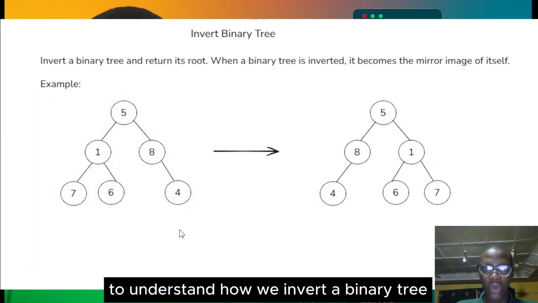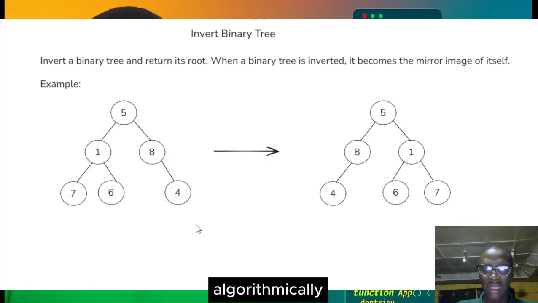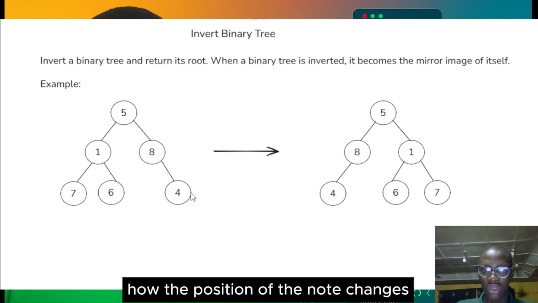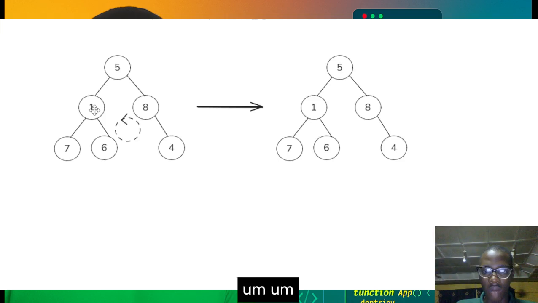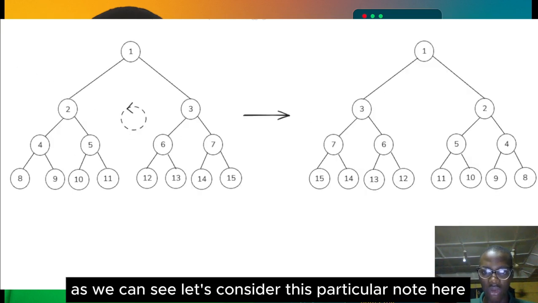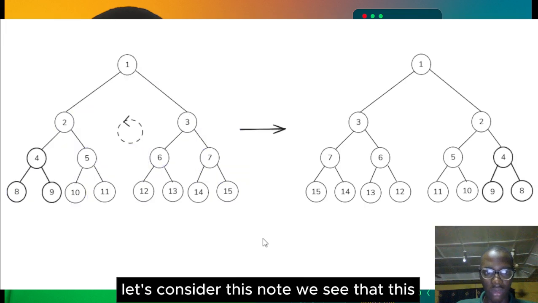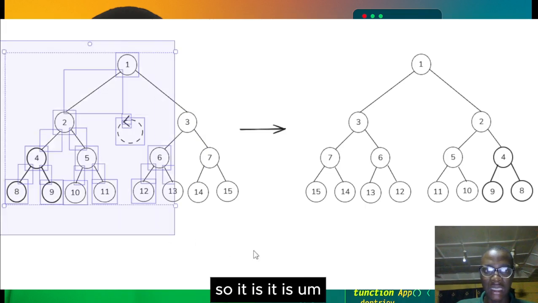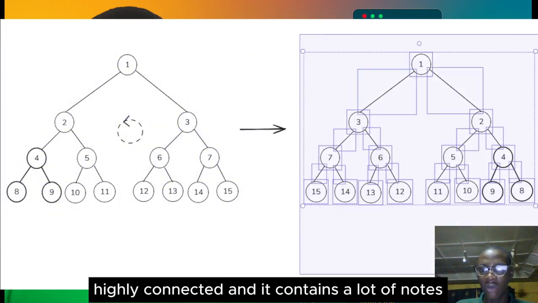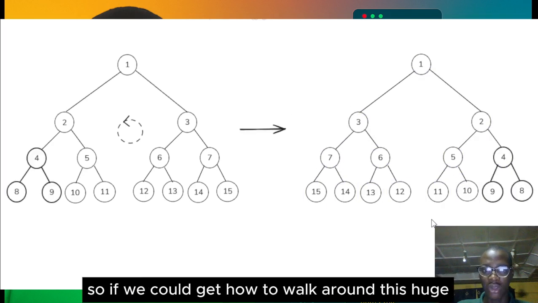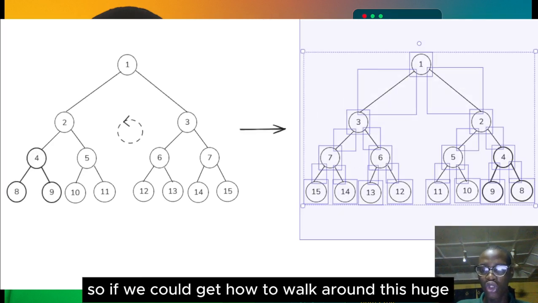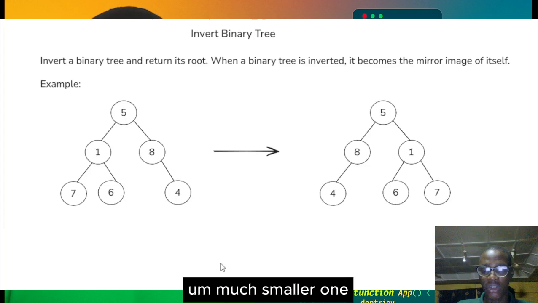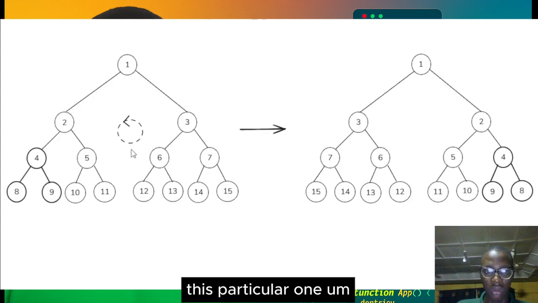To understand how we invert a binary tree algorithmically, let's focus on how the position of the node changes after inversion. Let's consider this particular node here, with nodes 8 and 9. This is just another example. It is highly connected and contains a lot of nodes, so it is very good for explanation. If we can understand how to work around this huge tree, we will definitely be able to understand how to work around the much smaller one. That's why I picked this particular one.